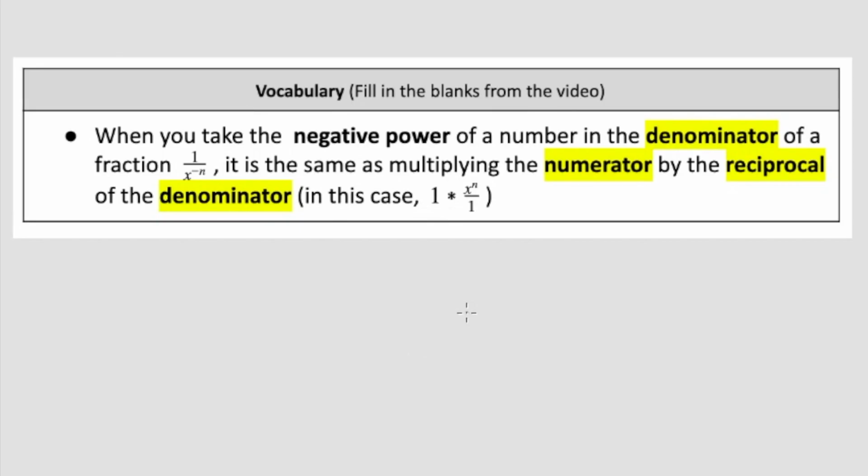Let's wrap up with some vocabulary. When you take the negative power of a number in the denominator, so it's in the bottom of a fraction, 1 over x to the power of negative n, it's the same as multiplying the numerator by the reciprocal of the denominator. This is really important. It's really important that you're familiar and comfortable with finding the reciprocal and with multiplying the numerator by the reciprocal. If you understand this part, then the rest of this is pretty simple. So make sure that you understand this part moving on.